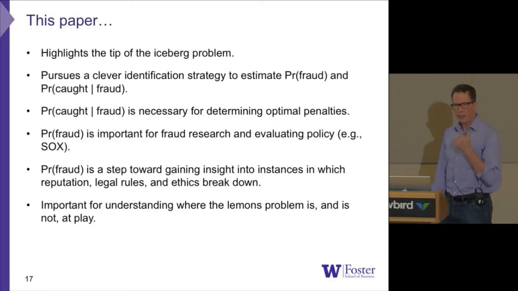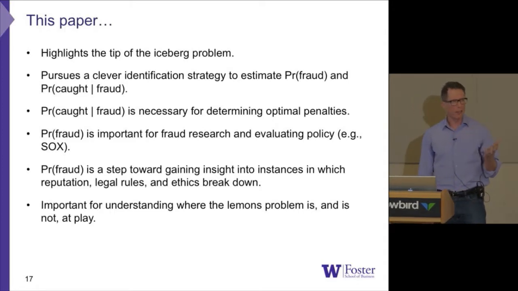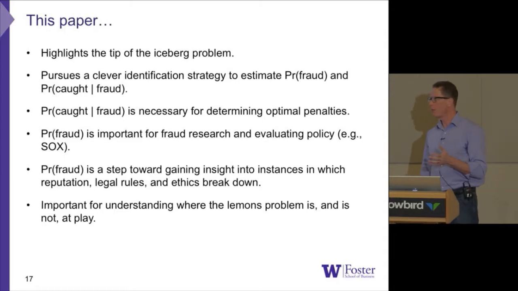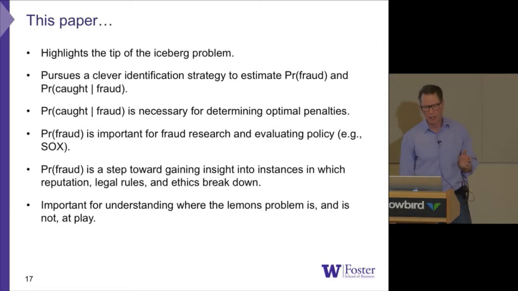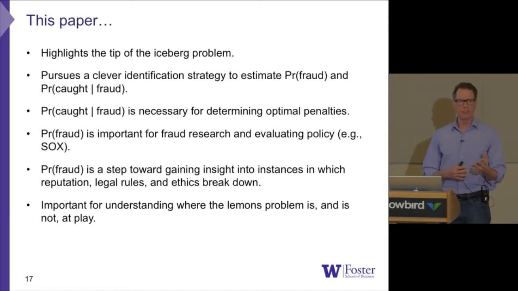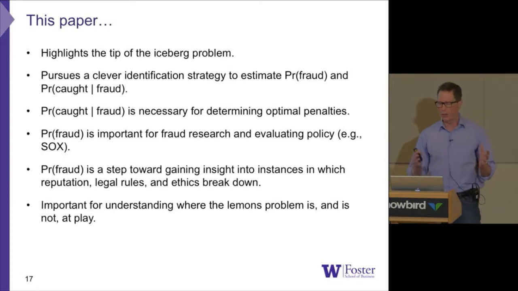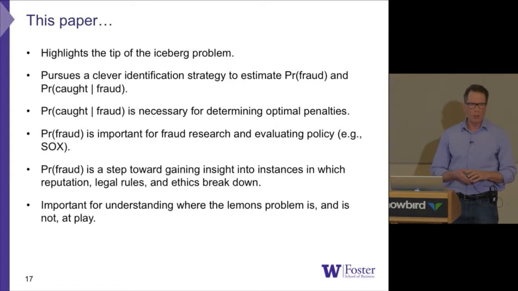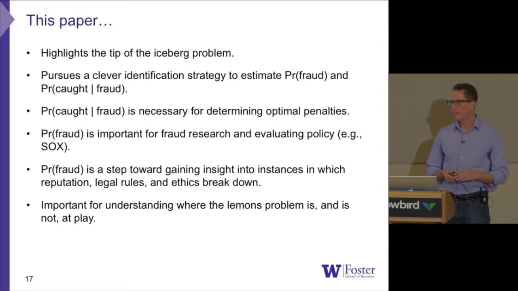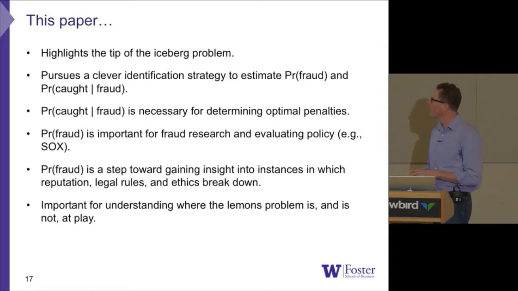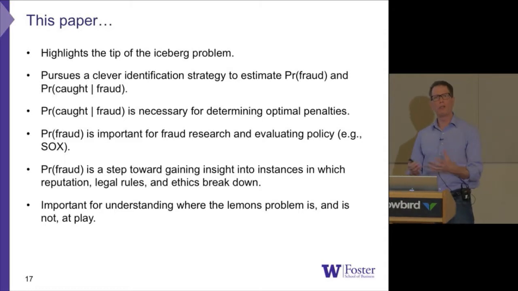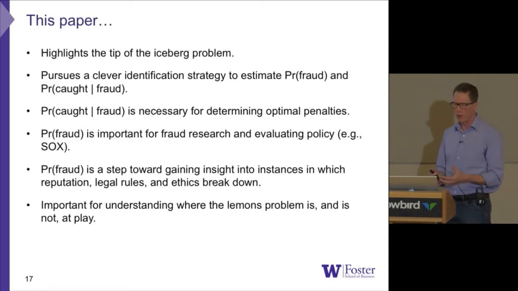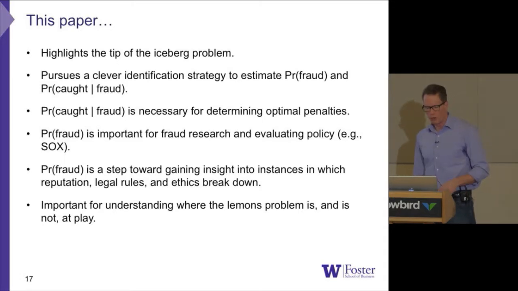So to summarize, what this paper does and why I think it's an important paper for us all to consider is that it highlights this tip of the iceberg problem, and provides a clever identification strategy to estimate the probability that firms are committing fraud and the probability that they're going to get caught. These probabilities are important for things such as determining optimal penalties, for fraud research, evaluating policy, and most importantly, it's a step toward gaining insight into instances in which the various things that we think are important in encouraging honest dealing break down, and therefore provide some insight into where the lemons problem works or doesn't work.